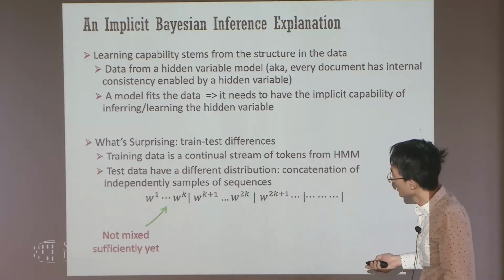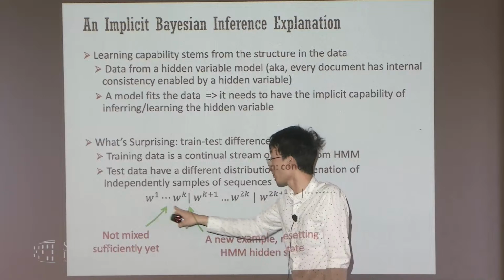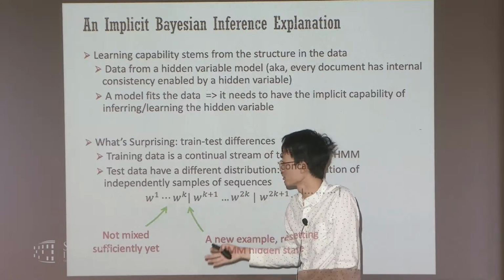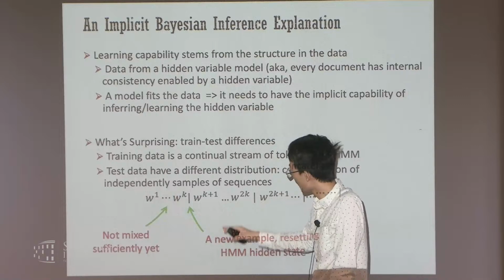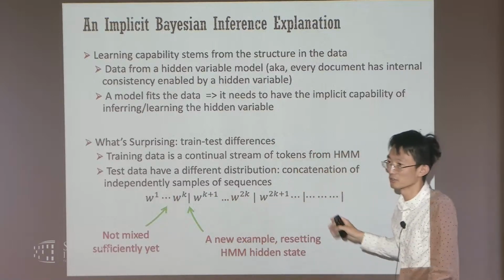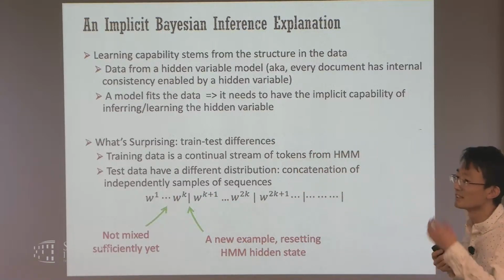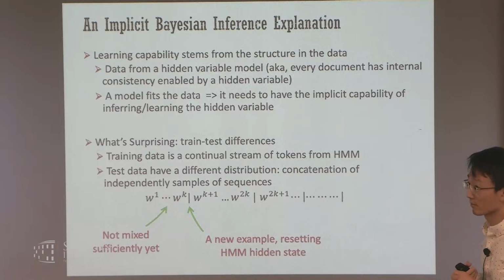Also, if this is already mixed, then there's nothing interesting here. So you probably have to assume that this is not mixed enough, and then you reset, and it's not mixed enough, and so on and so forth. Just checking: it's the same HMM for each of these examples, but it's unknown to the model. So it's sampled from the prior over HMMs.